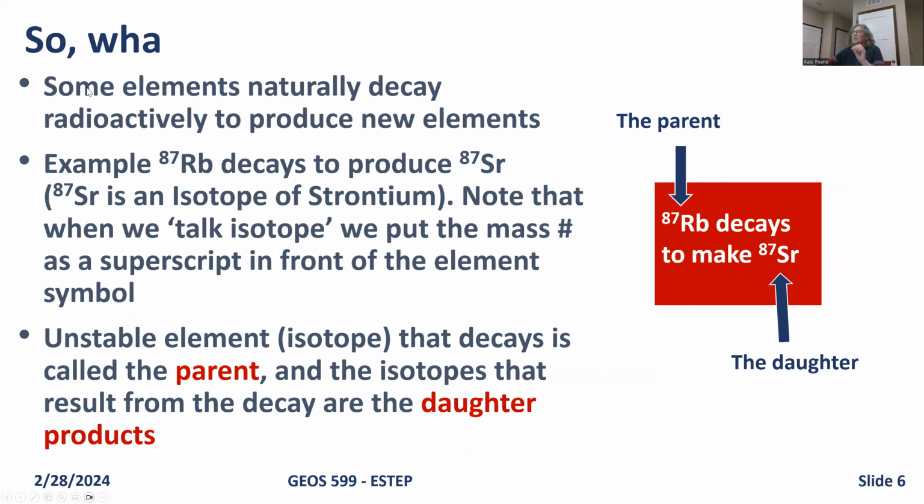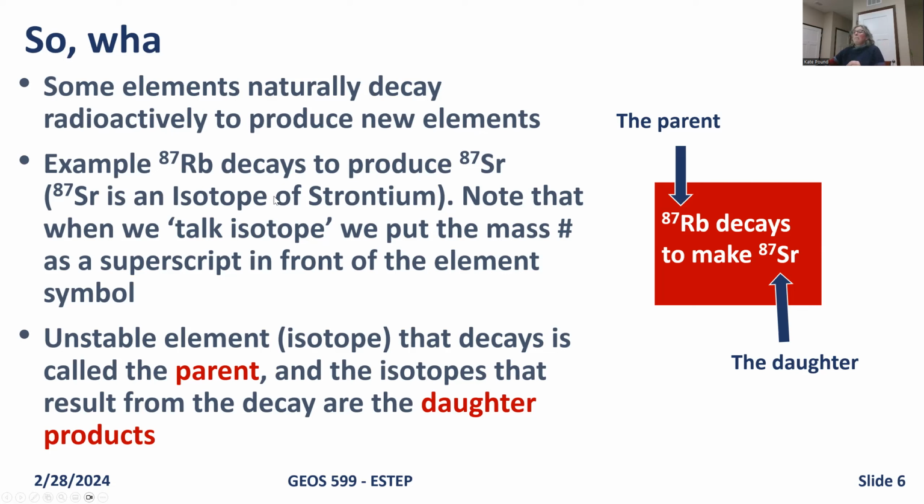Now, this is where we start thinking about what we call radioactive decay. This happens in some elements, not others, but some elements will naturally decay radioactively to produce new elements. So hold that. Now, if we think about our rubidium, it actually decays radioactively to produce some strontium.